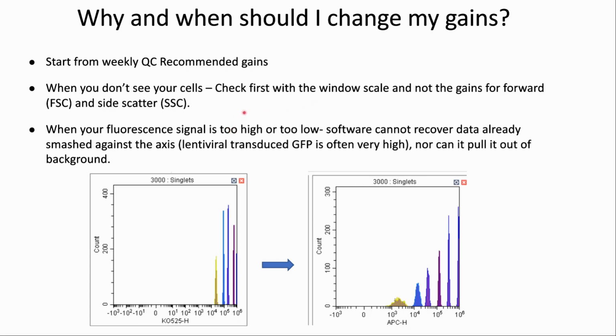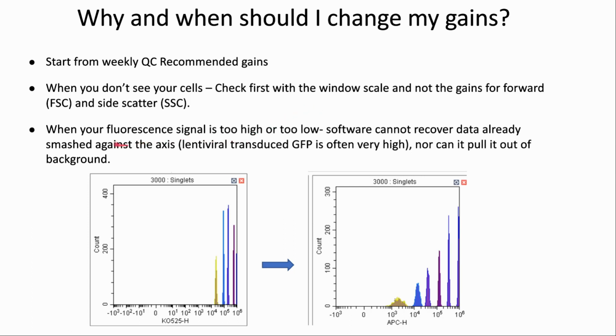So we would recommend first change the window scale and not necessarily the gains for forward scatter and side scatter. After changing the scale, then see if you can locate your cells. If not, then you can start to consider changing the forward and side scatter gains.